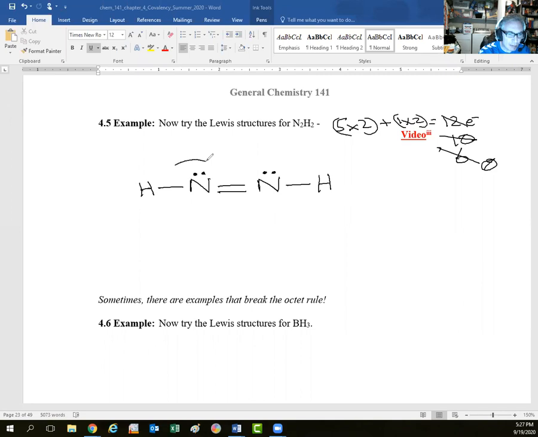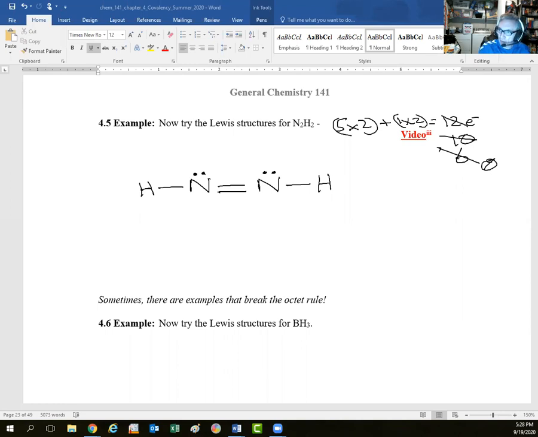So now everybody has their octet and duets. 2, 4, 6, 8 for each nitrogen. And then 2 for each hydrogen. Everybody's happy. Everybody is stable.